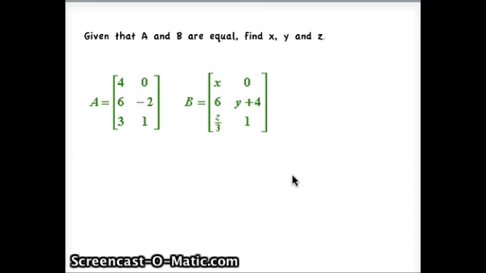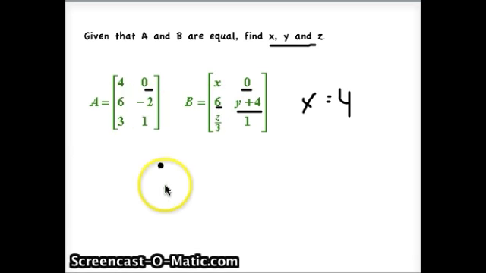Alright, given that A and B are equal, find x, y, and z. This one is a little bit different because we have equations. So 4 is equal to x, so we have x equals 4. Okay, let's do a double check just to make sure this is 0, this is 0, this is 6, this should be 6.